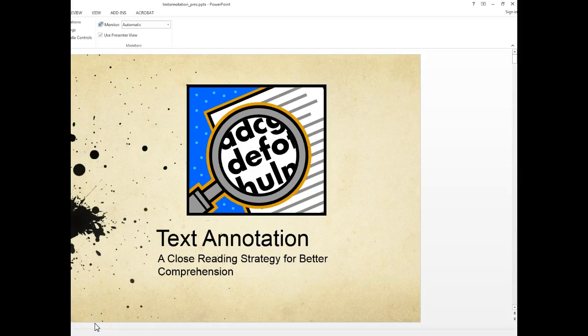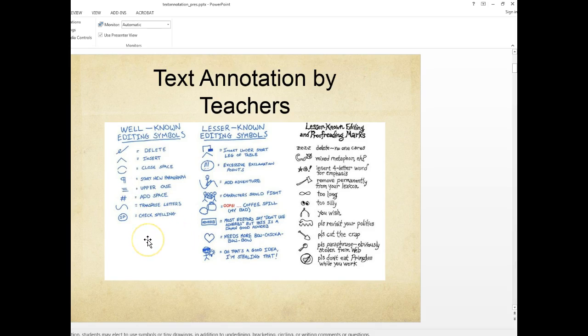Hello everybody, here is a little presentation about text annotation. I think most of you probably do it, especially at this level, but let me go through this little video for you. Text annotations by teachers.